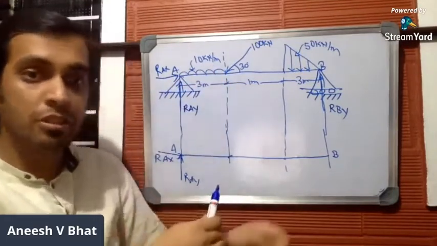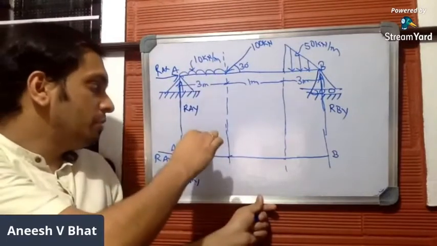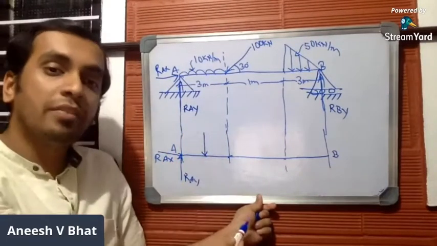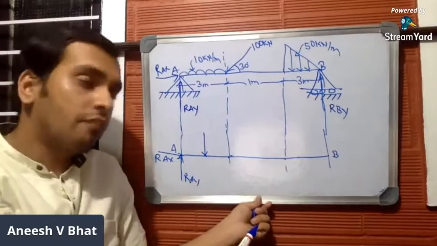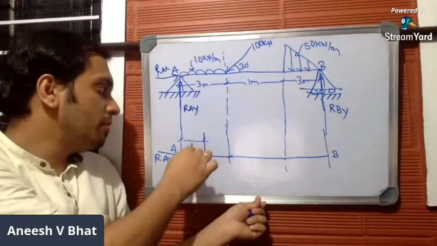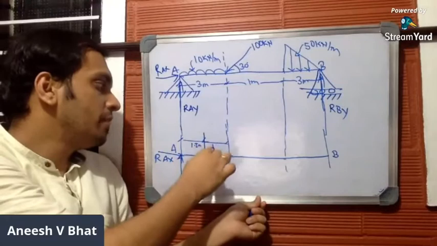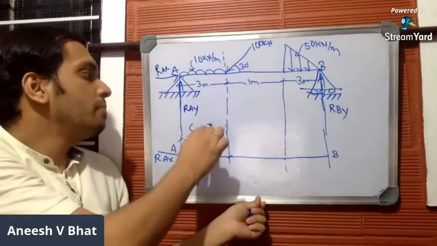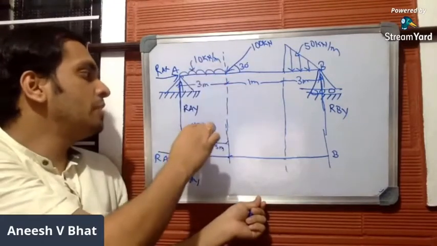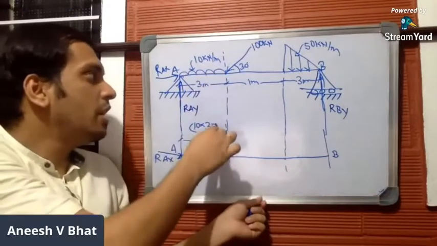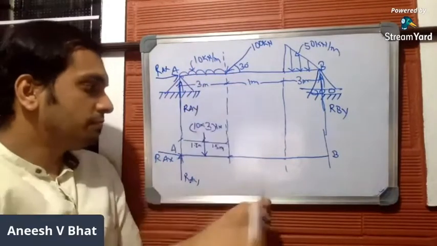Now, from A to this particular point, you have a UDL. So let us convert the UDL into a point load. The point load converted from the UDL will act exactly at the center of the span. So the span is 3 meters, so it will be 1.5 meters and 1.5 meters again. The magnitude will be w into L, 10 into 3 kilonewtons.